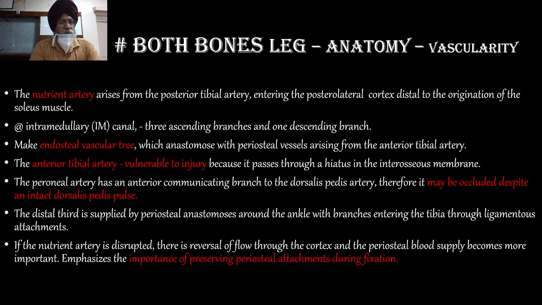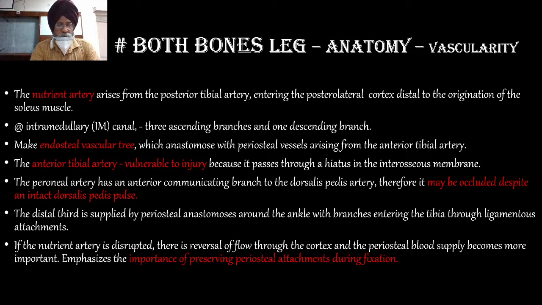Both bone leg anatomy, vascularity. The nutrient artery arises from the posterior tibial artery, entering the posterolateral cortex distal to the origin of the soleus muscle. So this is the main artery. The intramedullary canal has 3 ascending branches and 1 descending branch. Then the endosteal vascular tree anastomoses with the periosteal vessels arising from the anterior tibial artery.